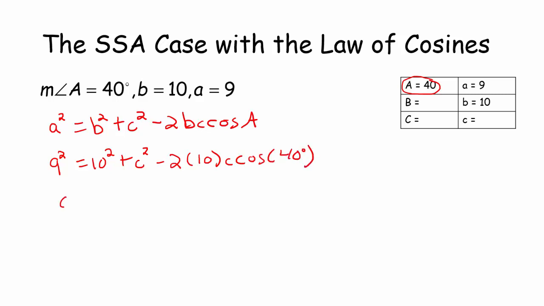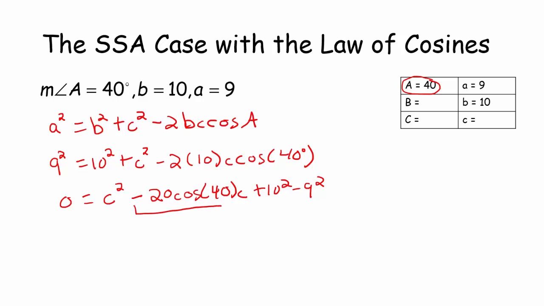So if I subtracted 9 squared from both sides, and I'm just going to rearrange my terms here, I get c squared minus 20 cosine of 40 times c plus 10 squared minus 9 squared. So I'm left with a quadratic equation in c. This is 1c squared. This negative 20 cosine of 40, that's just the coefficient on c. And then 10 squared minus 9 squared, that's just a constant. So I have a quadratic equation that I can solve for c.